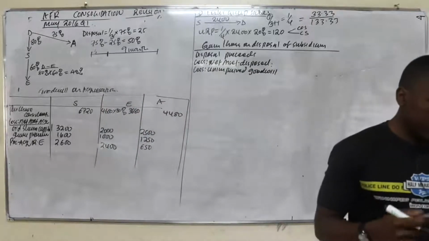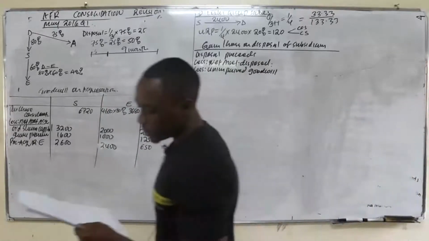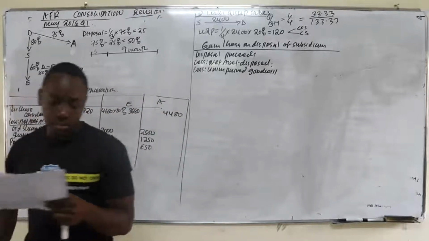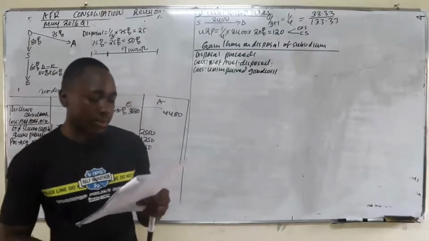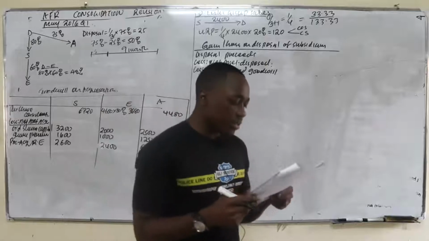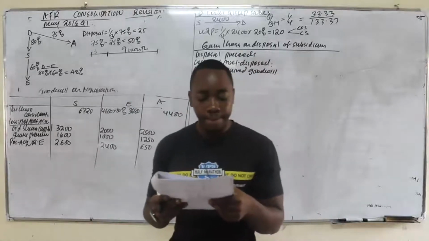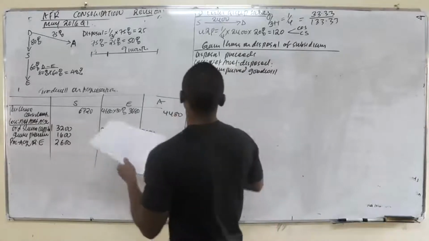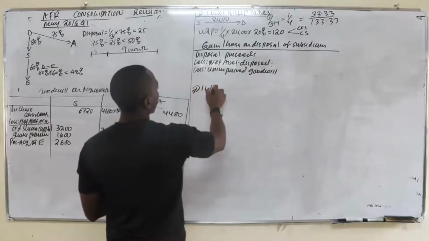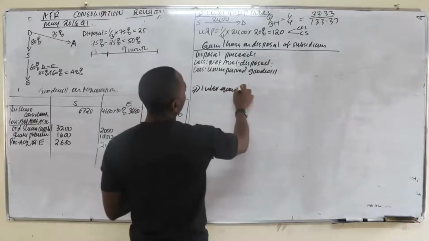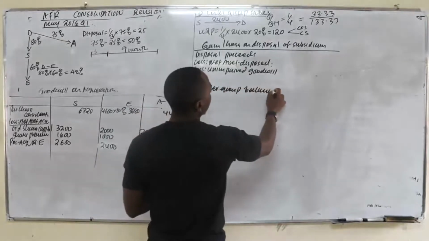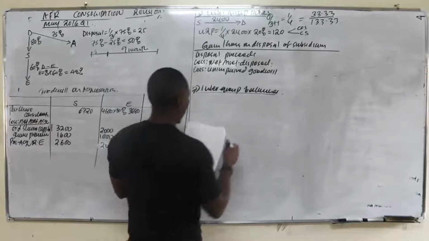Let's go to number 7. Number 7, you are told that included in the trade receivables and trade payables are the following balances. So that's what you call what? Intergroup balances. That one goes to the balance sheet.